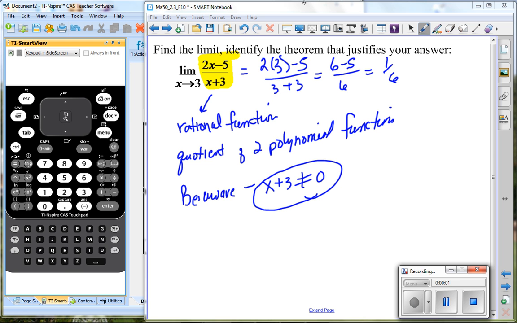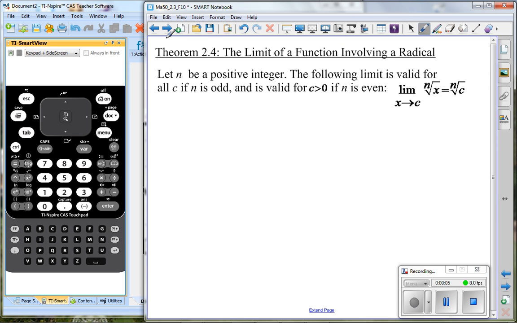We're going to move on now to the next theorem. This theorem is the limit of a function involving a radical. Let's just highlight some things here. Again, n is a positive integer. Once again, we're not going to use any values of n, like the root index being a fraction or whatever.